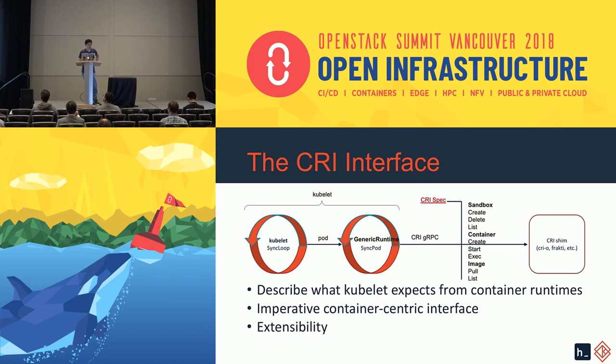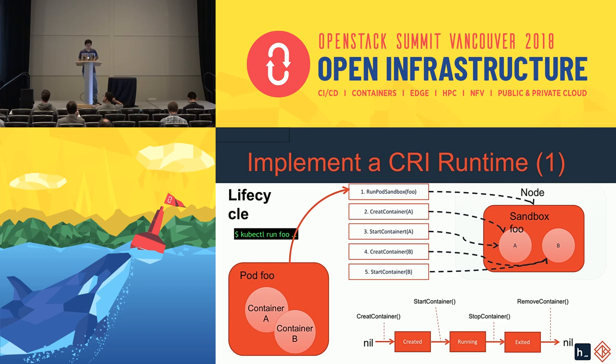And the CRI interface is extensible. In newer versions of Kubernetes, they may introduce new interfaces for it. And here is a brief introduction for the CRI interface. That's about the life cycle of a pod. Firstly, it will run a pod, and it creates a pod sandbox. That's the big sandbox outside for the whole pod, and then it will create containers inside the sandbox and start them one by one. Yeah, it's an imperative interface, just like when we do the operations step by step with Docker.